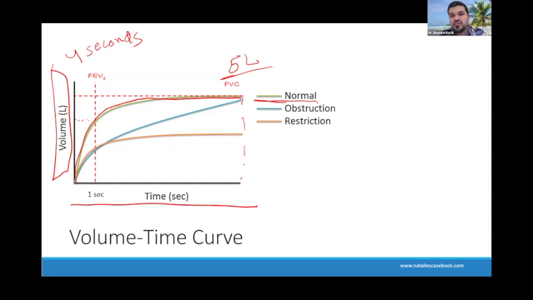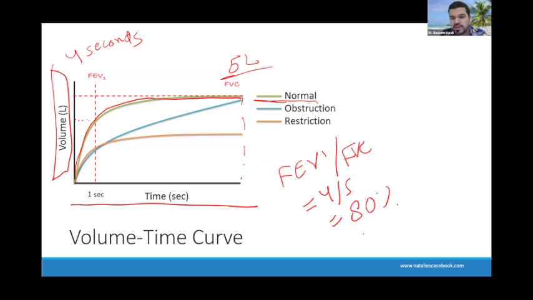So you know now, if you divide the FEV1 over FVC, it's going to be 4/5, which is 80%. Or actually better yet, it is 0.8 rather than 80%. So that's your ratio there. Okay, so this is how you look. So that's a normal volume time curve.